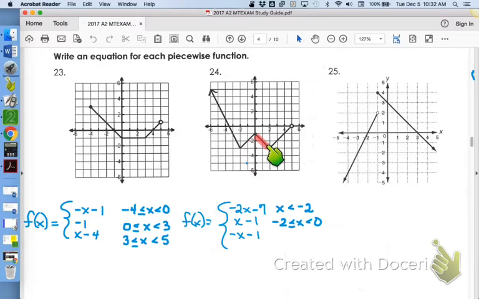It's pretty much the same thing, except the slope is -1. So that's where I get -1x minus 1. The x interval starts here at 0 and ends at 2.